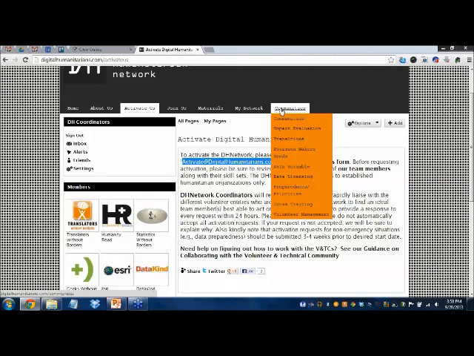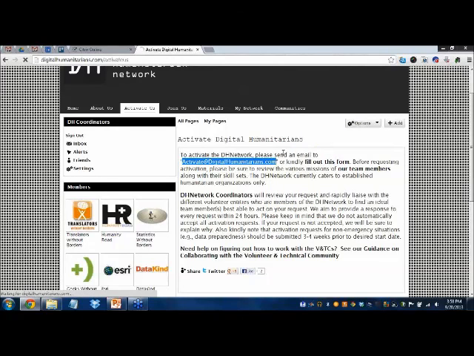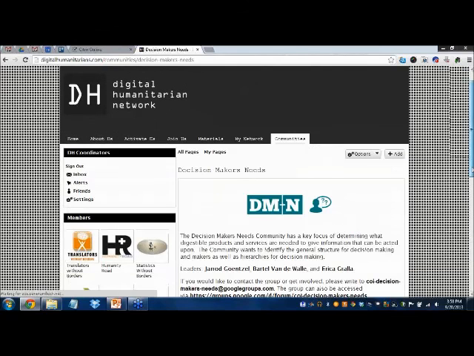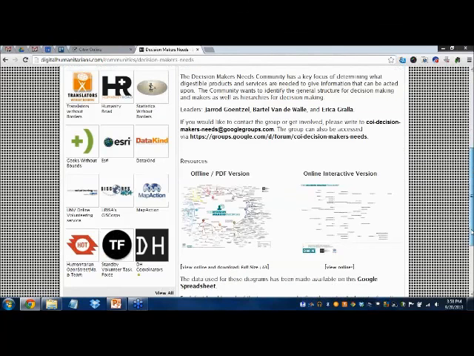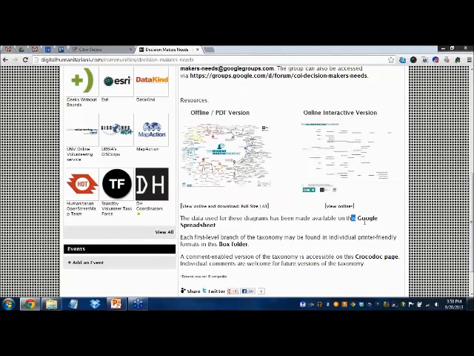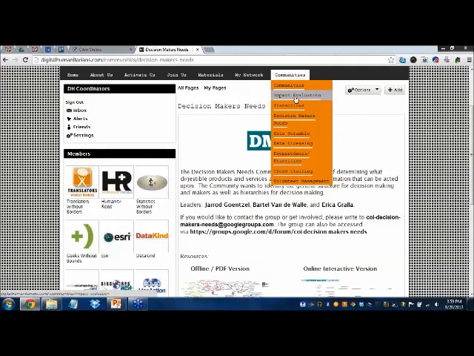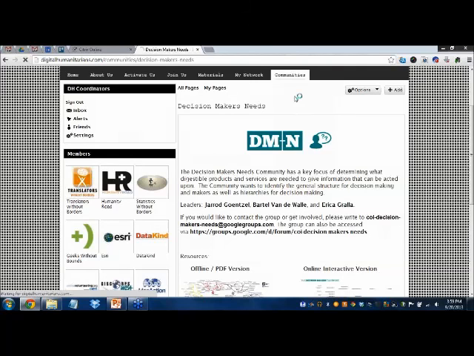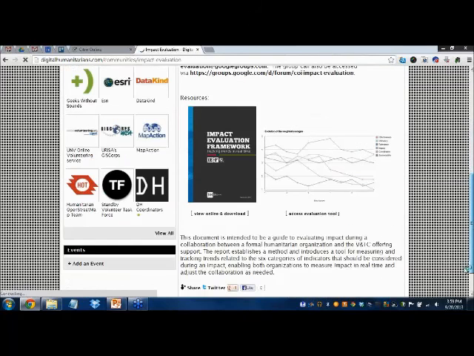Now you're seeing all of the communities here, but when you go to the site, there will just be a few of them. This is where you can go, for example, and get the decision makers' needs diagram that I showed. If you wanted to download it, this here is the offline version, the PDF. It's a big PDF version, and you also have an online interactive version of the decision makers' needs, as well as being able to download all of the decision maker information in a Google Doc if you want. As I mentioned earlier, there are others like the impact evaluation. As we release more content, all of this will be placed on the website. All right, so I'm going to leave it at that point.